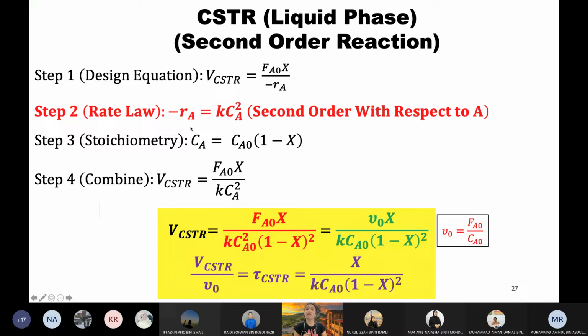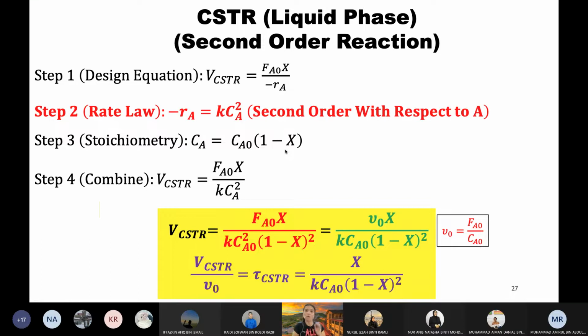So now rate law dia become minus RA equals to KCA square, which is second order with respect to A, and this is still liquid phase. Okay, so still liquid phase, still CSTR. Kita just ubah rate law sahaja, jadi minus RA equals to KCA square. So what happens to the equation? Okay, of course naturally equation pun dah berubah sebab tadi minus RA KCA, sekarang minus RA KCA square. So tadi kalau CA equals to CA naught in bracket 1 minus X, now I have CA square. So jadi CA naught square in bracket 1 minus X pun kita kena square kan.